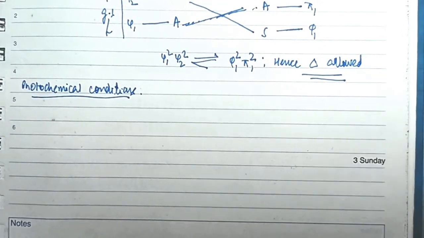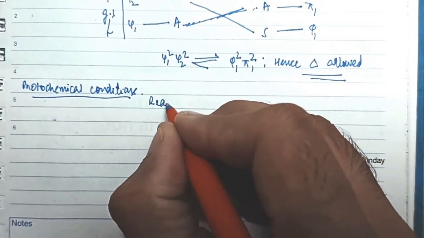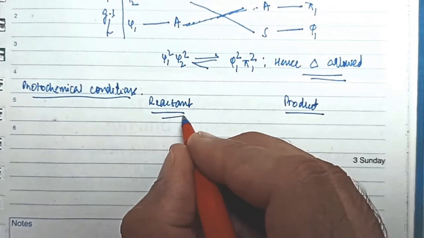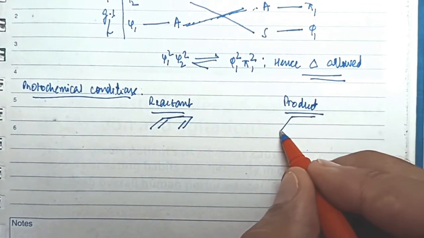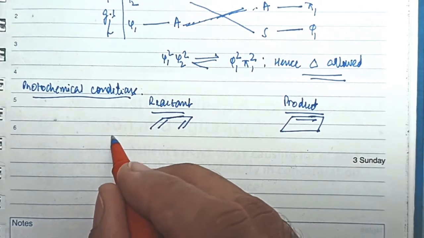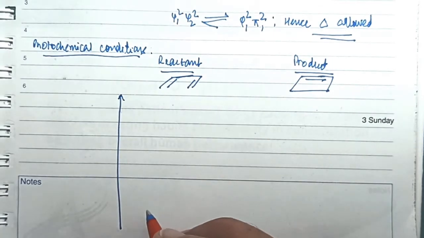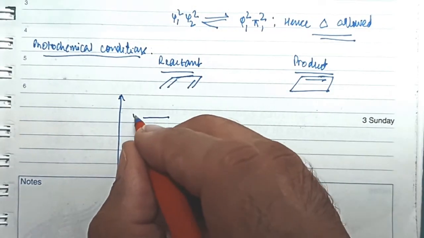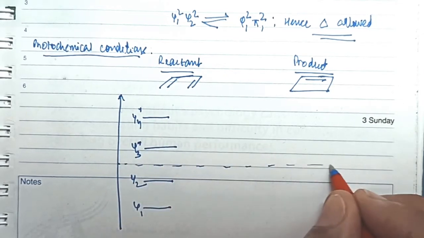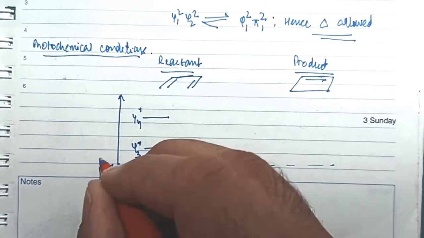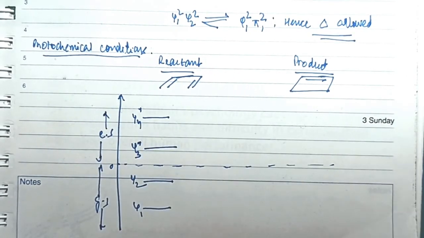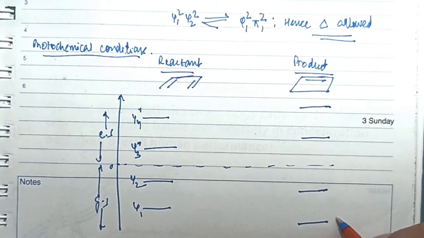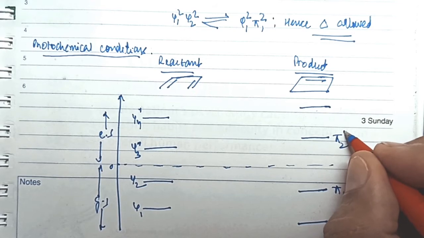So what I need to do while drawing the photochemical condition is, again, on the left side I have to draw the reactant. On the right side I have to draw the product. Again, my reactant is what? Butadiene. My product is what? Cyclohexene. Again, draw the orbital correlation diagram approach. Let's say this is the energy axis. Phi 1, phi 2, phi 3, phi 4, the reactant molecular orbitals. Phi 3 star, phi 4 star, the zero value of energy corresponds to ground state. This corresponds to the excited state. And on the product side I have phi 1, pi 1, pi 2 star and phi 2 star.